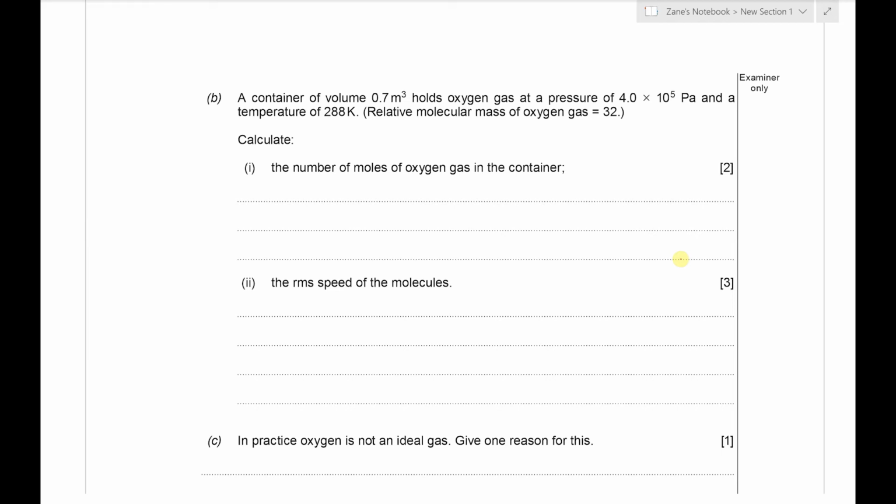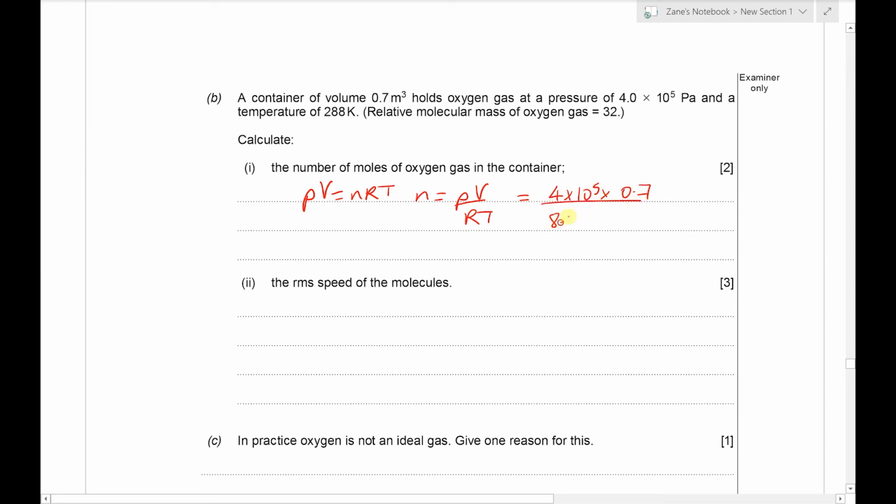So next we've got to find the number of moles of oxygen gas in the container. So let's just use PV equals nRT. n is going to be PV over RT. Pressure 4 times 10 to the 5 times the volume of 0.7 over 8.31 times 288. If we put those numbers into the calculator, you get an answer that's very close to 117 moles, 116.99.